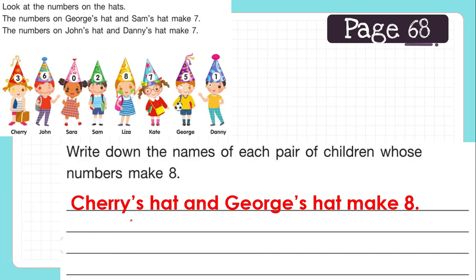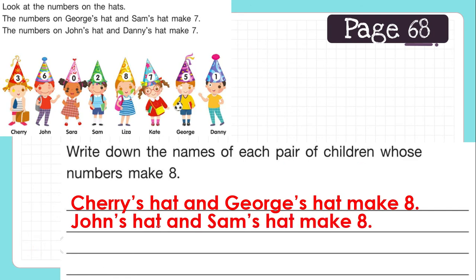Next one. John's hat and Sam's hat makes 8. So where is John? We have here John 6. And then we have Sam. Where is Sam? Sam 2. There you go. So if we add them, 6 plus 2 equals 8. Okay.